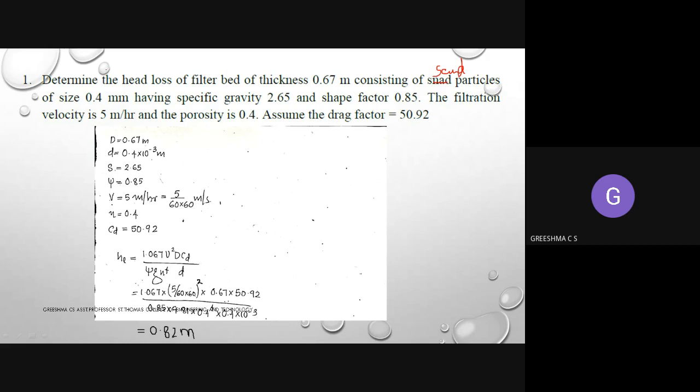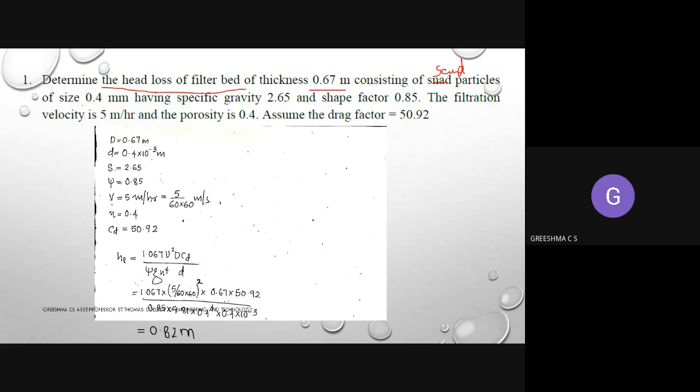So in this question, what they have asked is to find out the head loss in the filter bed. Okay, the filter bed head loss is what we need to find, of thickness 0.67. The thickness of the filter bed is 0.67 meters, and the filter bed has sand particles. The size of the sand particles there is 0.4 mm, and their specific gravity is 2.65. Shape factor is 0.85 and the velocity of filtration is 5 meter per hour. Porosity is 0.4. Okay, so take the equation.